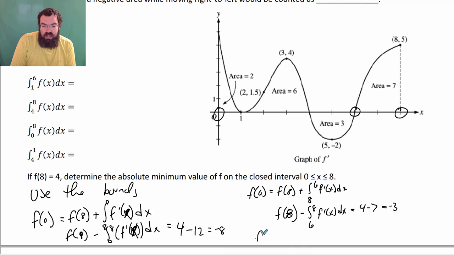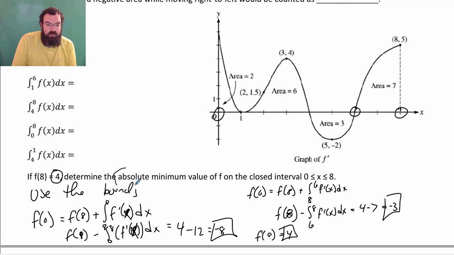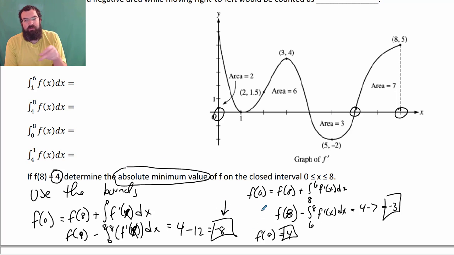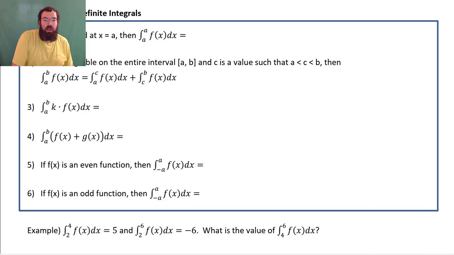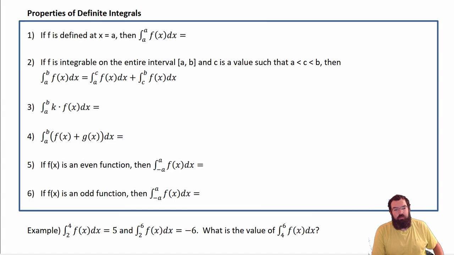And then I want to find out what f of 8 is. That we were told is positive 4. So I have my 3 values: negative 8, negative 3, and positive 4. Because we're looking for the absolute minimum value, the minimum value is negative 8. Remember, the minimum value is the y value of the function, so the minimum value is negative 8 on that closed interval.